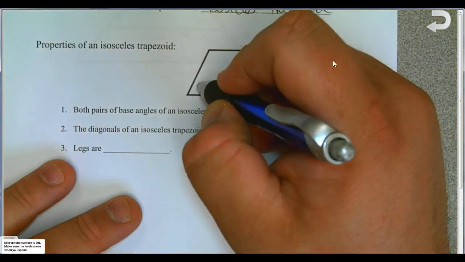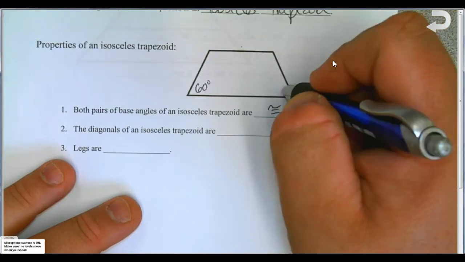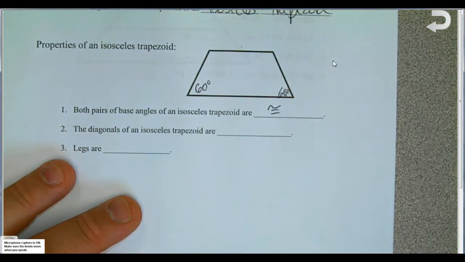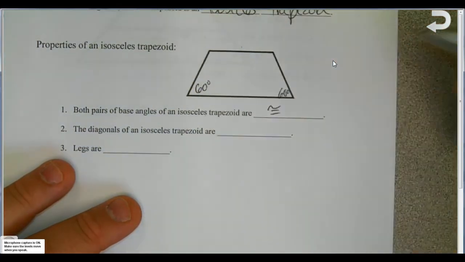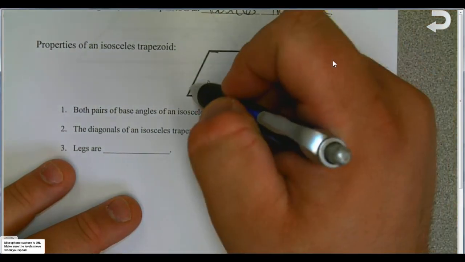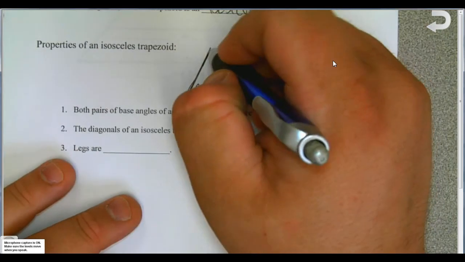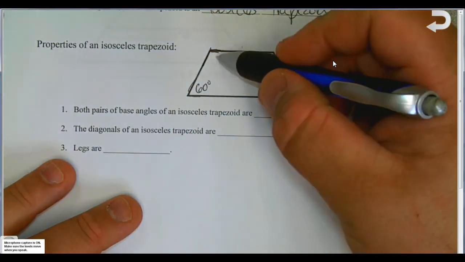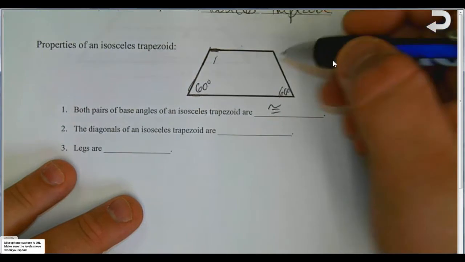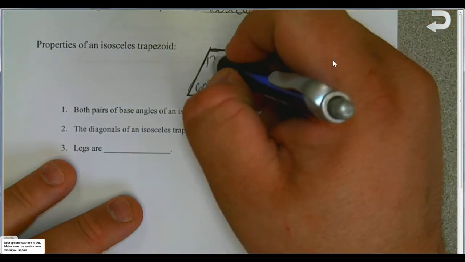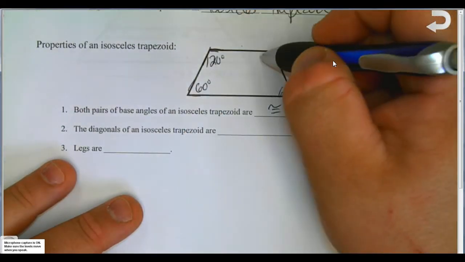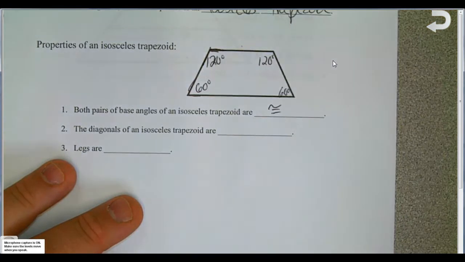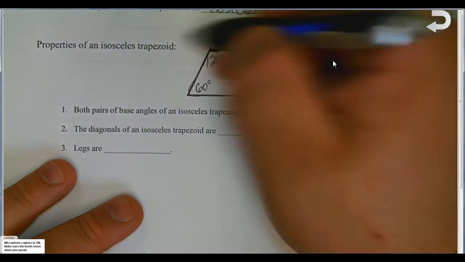So for example, if this is 60 degrees, then this is 60 degrees. You can also tell something about the other two base angles if you know these two. Obviously, this is an acute angle right here, and this is an obtuse. Based on what you know, how many degrees do you think this angle is? Well, it should be 120 and 120. Okay? And so that's how you know.